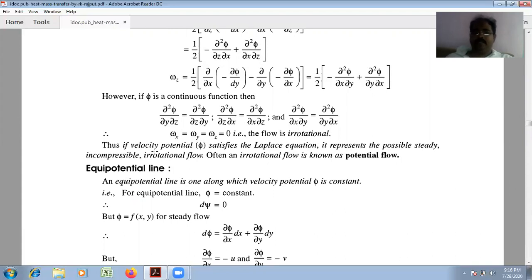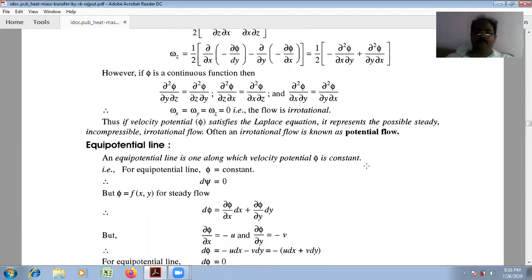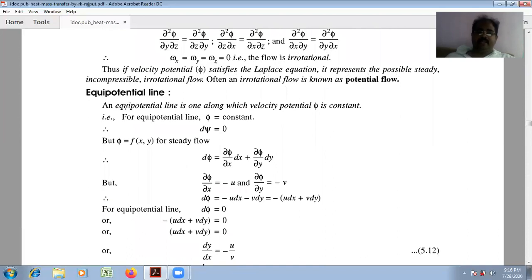Thus, if the velocity potential satisfies the Laplace equation, it represents a possible steady, incompressible, irrotational flow. Often, an irrotational flow is known as potential flow. The next topic is the equipotential line. Here, an equipotential line is one along which the velocity potential φ is constant.